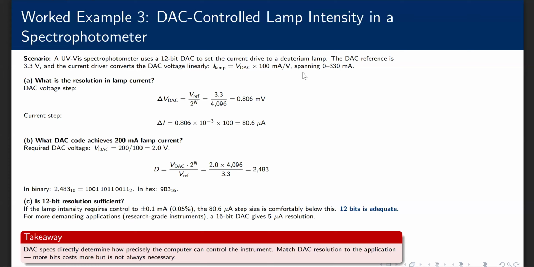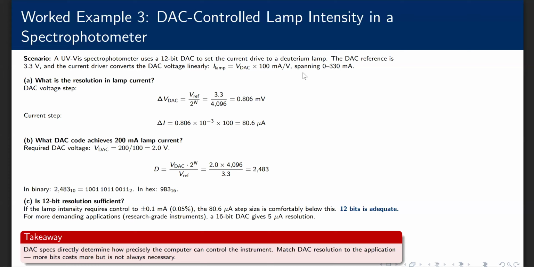The first thing is that the required DAC voltage is 200 over 100, which equals 2.0 volts. Then the DAC code D equals 2.0 times 4096 divided by 3.3, which gives 2,483. In binary, that's 1001 1011 0011. In hex, 9B3.